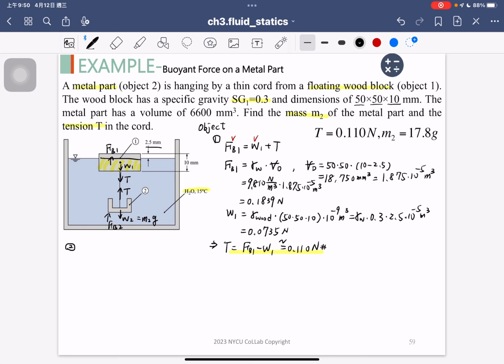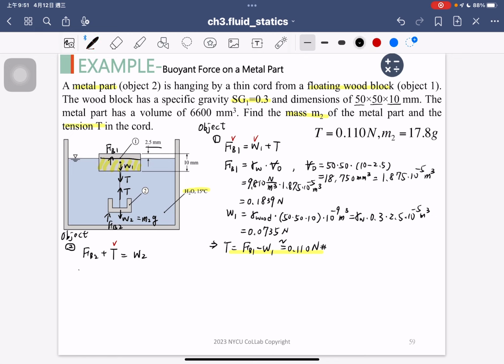Again, for object 2, we can also write down the force balance. So again, we have FB2, the upward force, plus the second upward force, the tension force, will equal the weight of the metal. We already have the tension force, so we need to compute how large the buoyant force is for the metal.